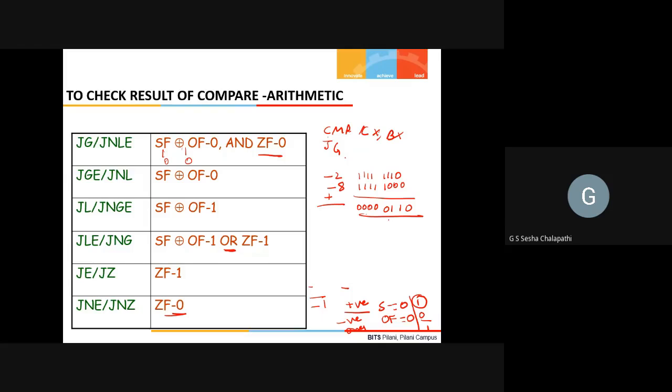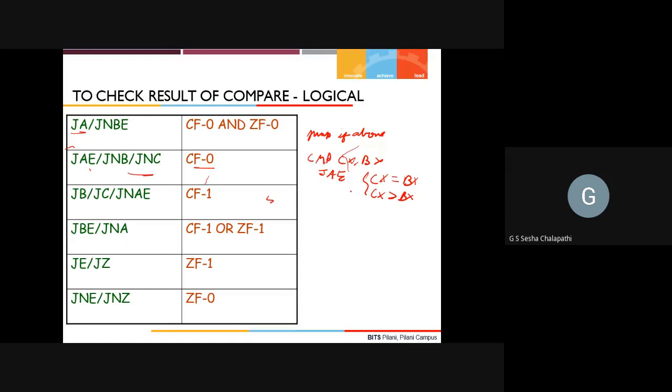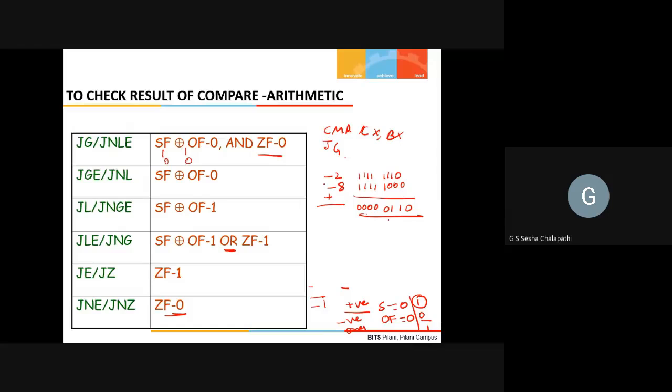So that is the reason I brought up this point: it's not always the case that the carry flag is the XOR of the sign flag and the overflow flag. I hope it answers your query.